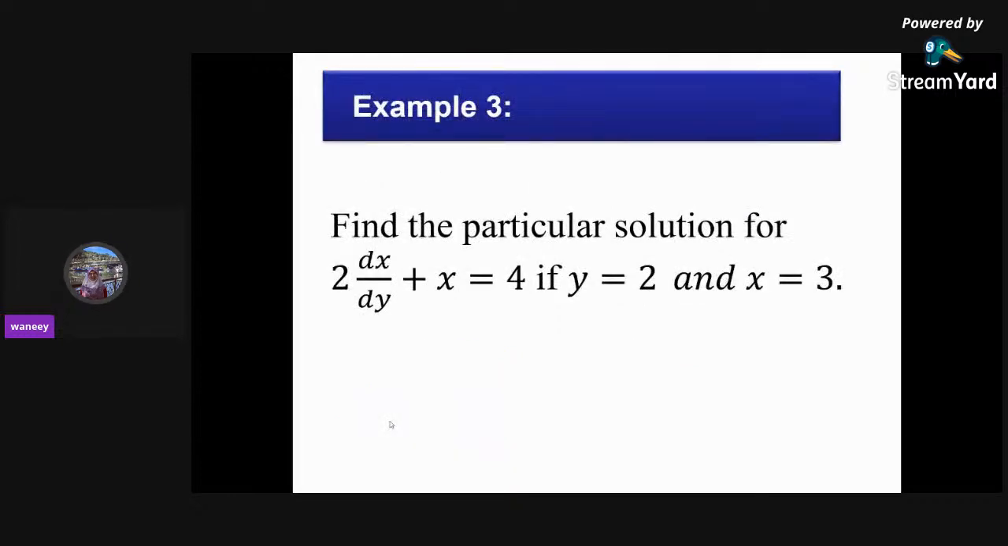Okay, now I give you 5 minutes to try this question. Find the particular solution for 2 dx over dy plus x equal to 4, if y is equal to 2 and x is equal to 3. I should remind you of one thing: this simply means that you will have a particular solution. So try to answer this question, I give you until 9.30. I give you 5 minutes.